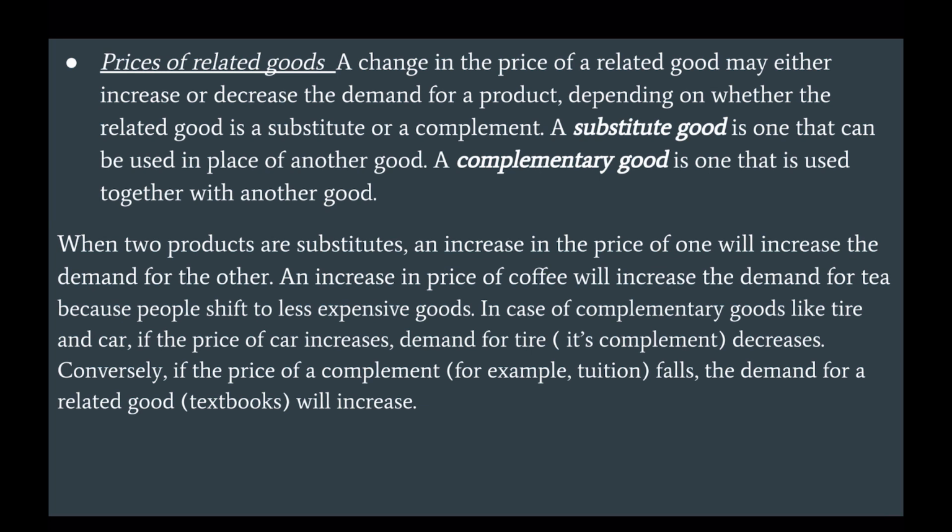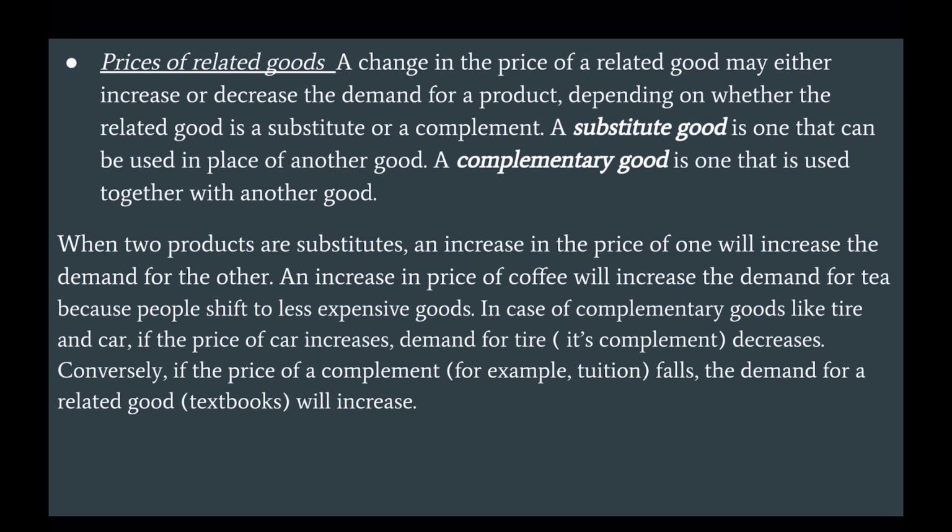Price of related goods. A change in the price of a related good may either increase or decrease demand for a product, depending on whether the related good is a substitute or a complement. A substitute good is one that can be used in place of another good. A complementary good is one that is used together with another good. When two products are substitutes, an increase in the price of one will increase the demand for the other. An increase in the price of coffee will increase the demand for tea because people shift to less expensive goods.